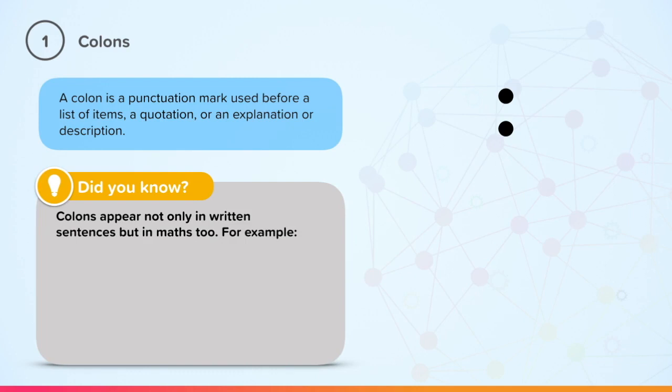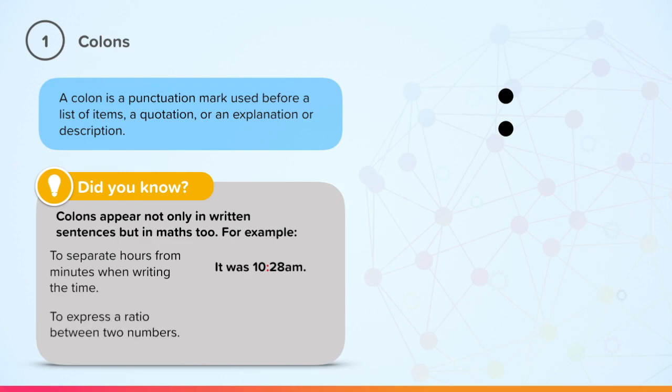Colons appear not only in written sentences but in maths too. For example, they separate hours from minutes when writing the time. It was 10:28 a.m. Or to express a ratio between two numbers. The ratio of flour to sugar is 2:1.